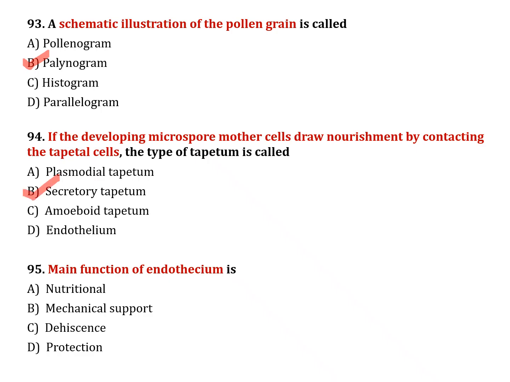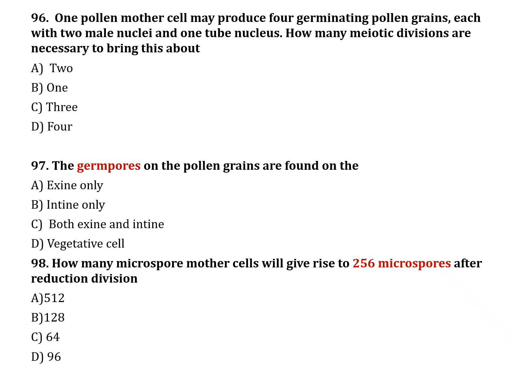The next question, number 95. Main function of endothecium is: option A nutritional, option B mechanical support, option C dehiscence, option D protection. Correct answer is option C, dehiscence. The next question, number 96. One pollen mother cell may produce 4 germinating pollen grains, each with 2 male nuclei and 1 tube nucleus. How many meiotic divisions are necessary to bring this about? Option A 2, option B 1, option C 3, option D 4. Correct answer is option B, 1. There is 1 meiotic division or meiosis and 2 mitotic divisions are required.